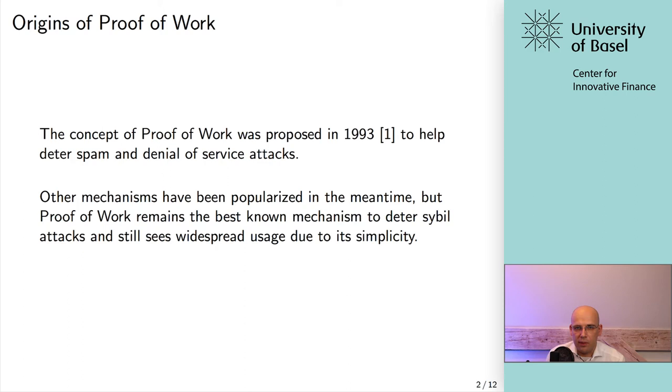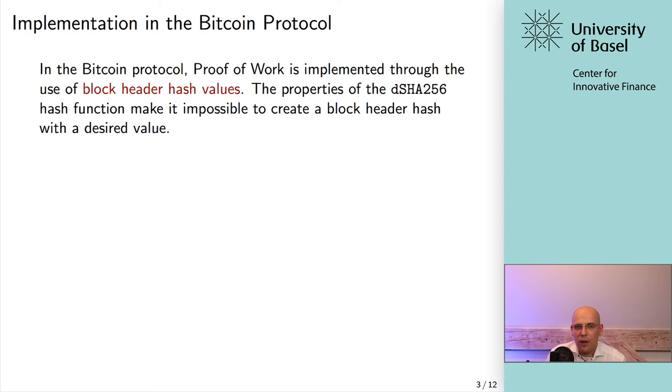So how does it work? How do you actually implement it? In the Bitcoin protocol, proof of work is implemented through the use of block header hash values. Recall last time when we assembled these block headers, I showed you all of the contents: the Merkle root that represents all of the transactions, the nonce, and all of the other components that are part of the block header.